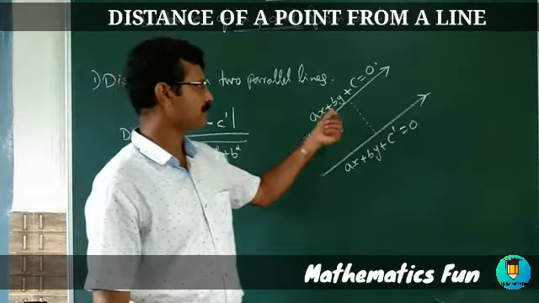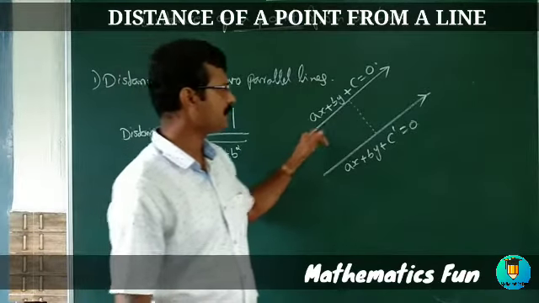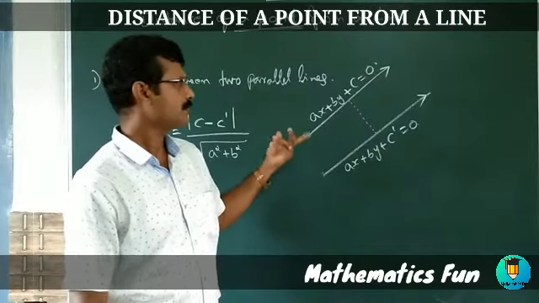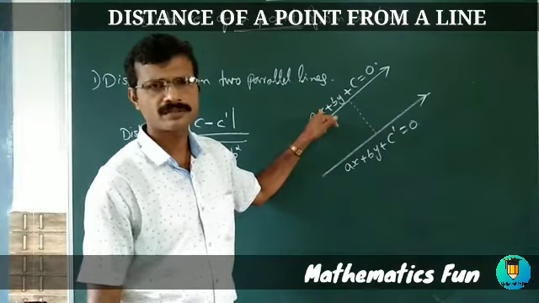How does this formula come? First of all, the technique is this only: we will find a point on this line. We will find a point on this line. For that we will assume that x is equal to 0.